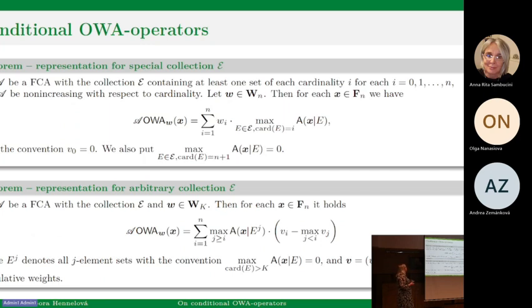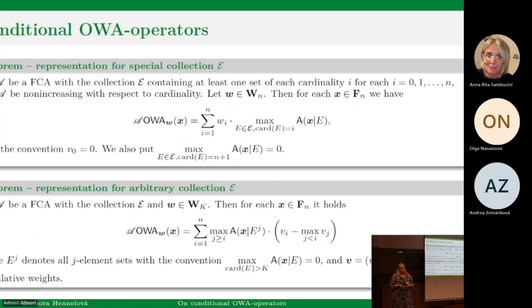In the following, we present some explicit formulas for computation of conditional OWA operators. The first representation is for a special collection. This special collection contains at least one set of each cardinality, and the family of conditional aggregation operators is non-increasing with respect to cardinality. Then the conditional OWA operator is only the standard OWA operator of the aggregated vector.